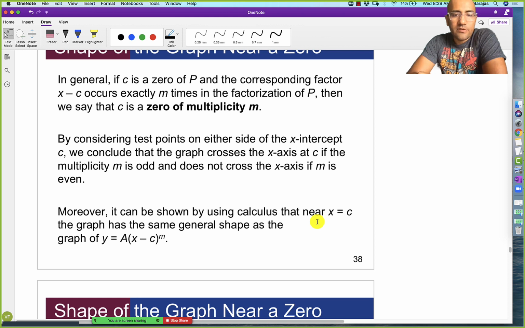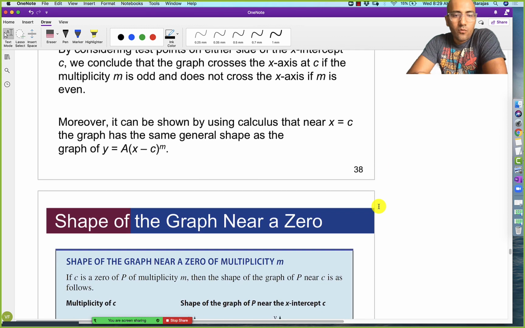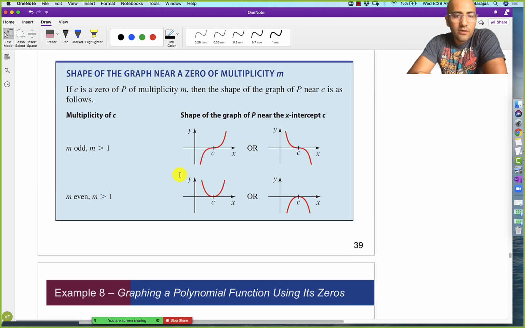By considering test points on either side of the x-intercept (c, 0), we conclude that the graph crosses the x-axis at c if the multiplicity m is odd, and does not cross the x-axis if it's even. Good. So there's our screenshot that gives us the general rule. If we have a 0 of a polynomial with multiplicity m, then the shape of the graph of p near c follows the following rule.